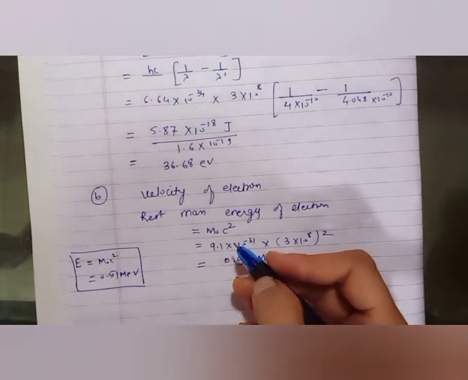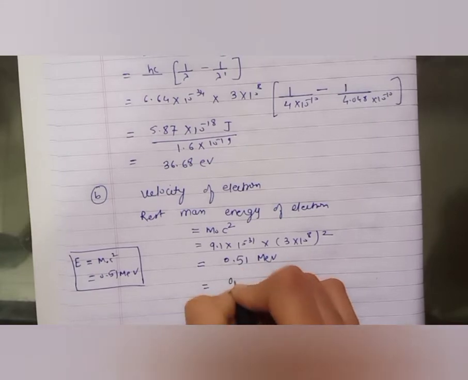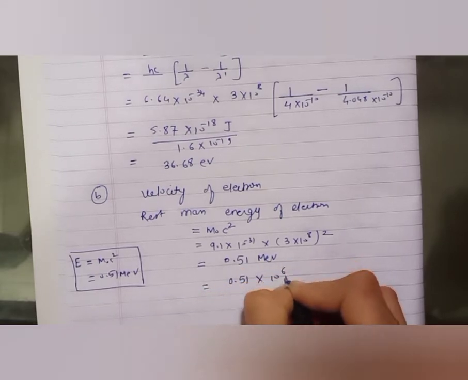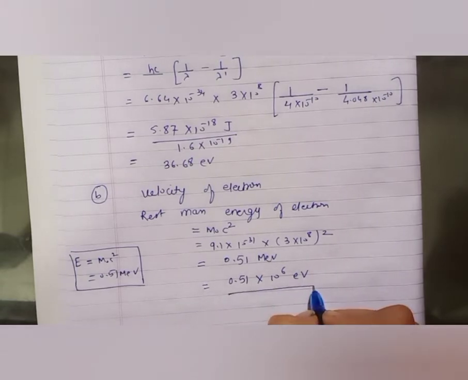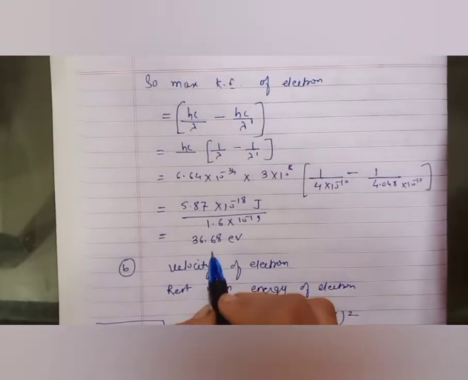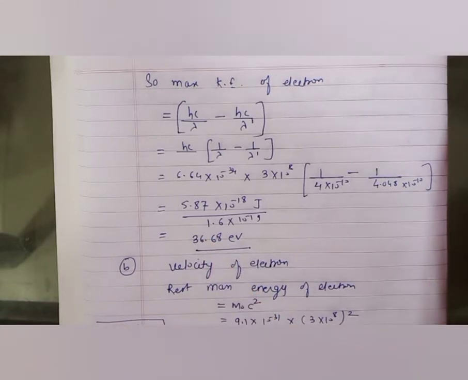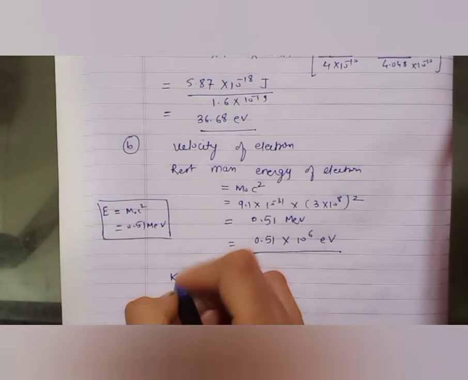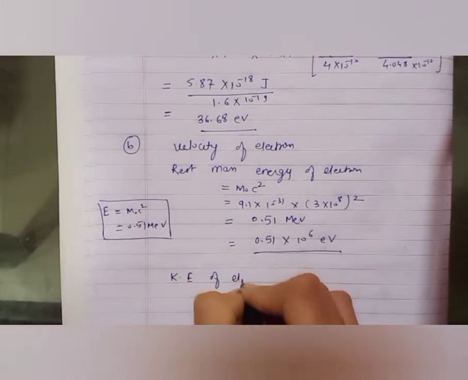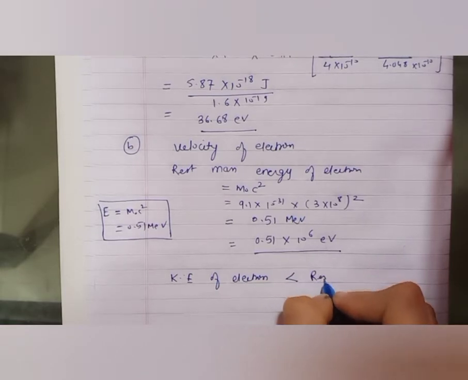If you don't know, then you can just calculate using this formula. So it comes out to be 0.51 into 10 raised to 6 electron volt. Now this is the rest mass energy of electron, and we know the maximum kinetic energy of electron. So as we can see from these two, the kinetic energy of electron is very small as compared to its rest mass energy.